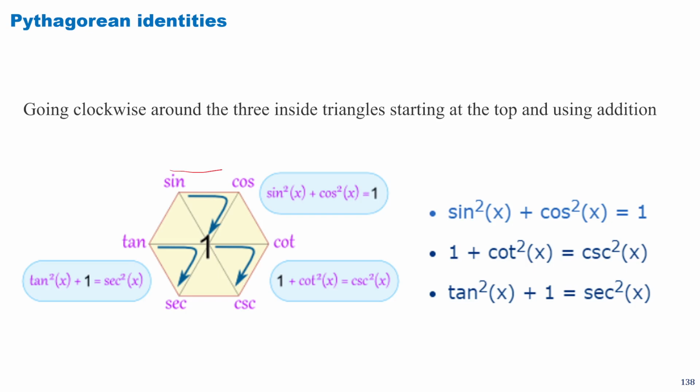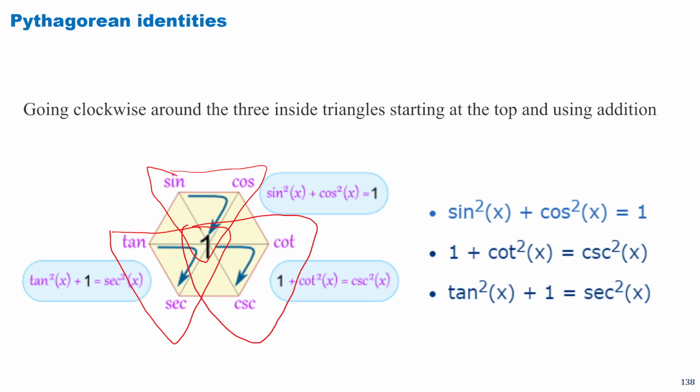First, if you consider this little triangle here, we have sine x squared plus cosine x squared equals 1, right? Then if you consider this little triangle here, tangent x squared plus 1 equals secant x squared, right? Then if you consider this little triangle here, you will get cotangent x squared plus 1 equals cosecant x squared.